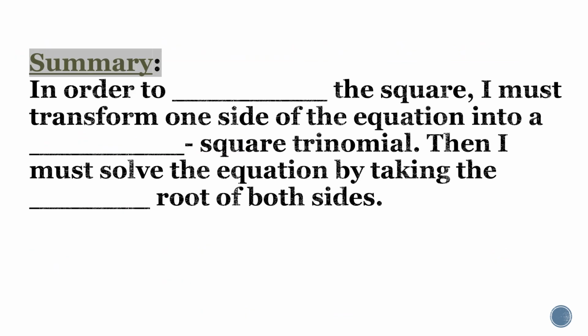I just wanted to make sure I summarized this lesson, in which case, in order to complete the square, I must transform one side of the equation into a perfect square trinomial. Then I must solve the equation by taking the square root of both sides. And that allows me to find the solutions or the x-intercepts for my quadratic equation.